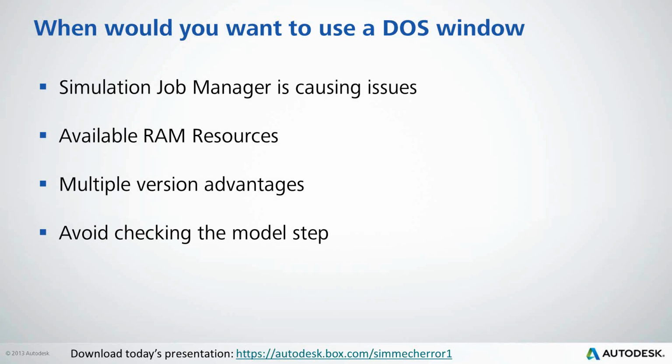The last, third one, multiple version advantages. What does that mean? If you have multiple versions of the software, for instance, I have 2013, 2014, 2015, 2016, and perhaps 2017 beta.